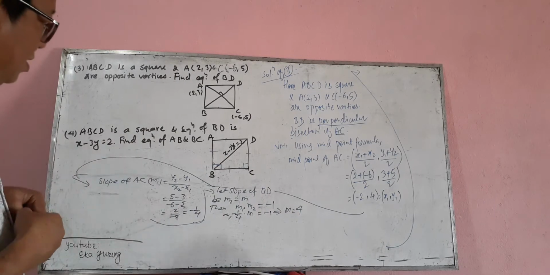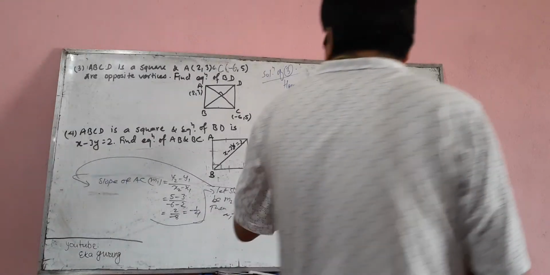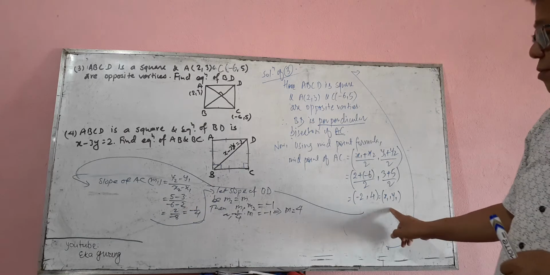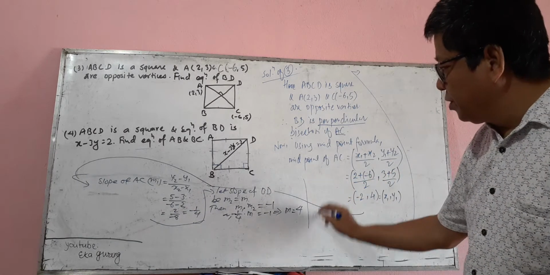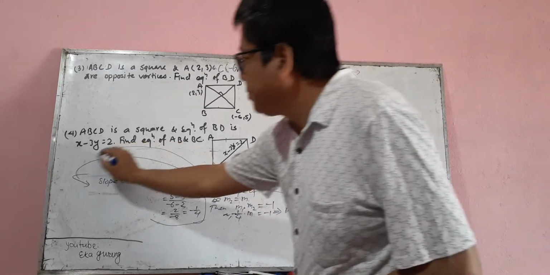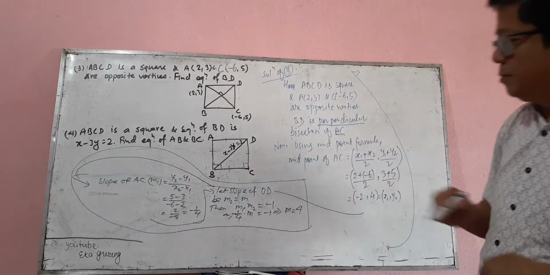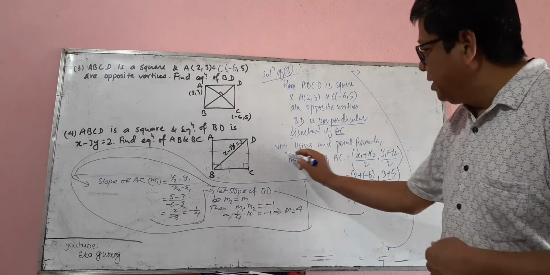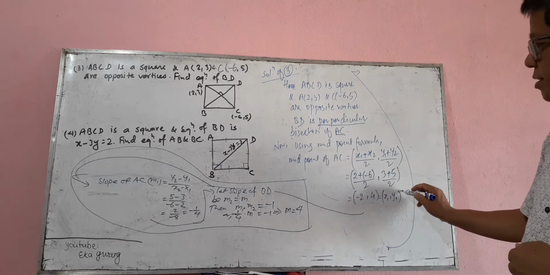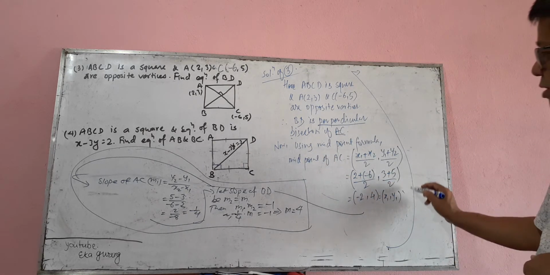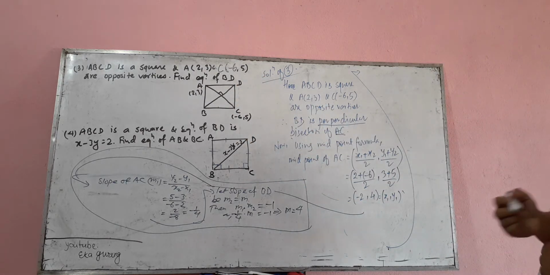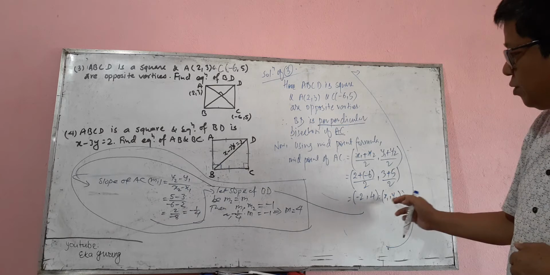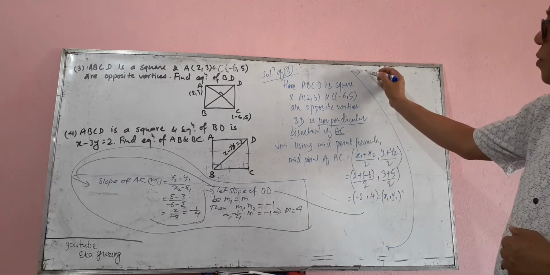Now we have got the slope of BD, and the point is also given here. So this part is the process to find the slope, and this part is the point through which the diagonal BD passes. So we have got x1, y1 and the slope.